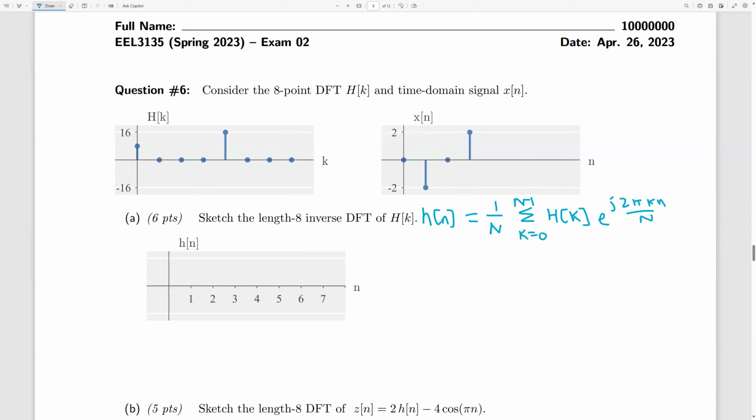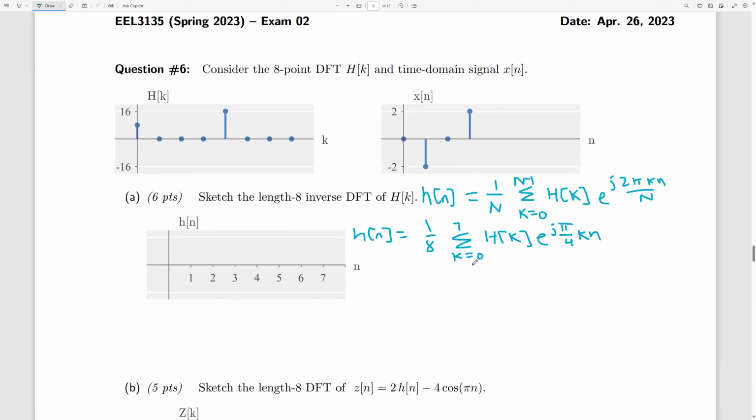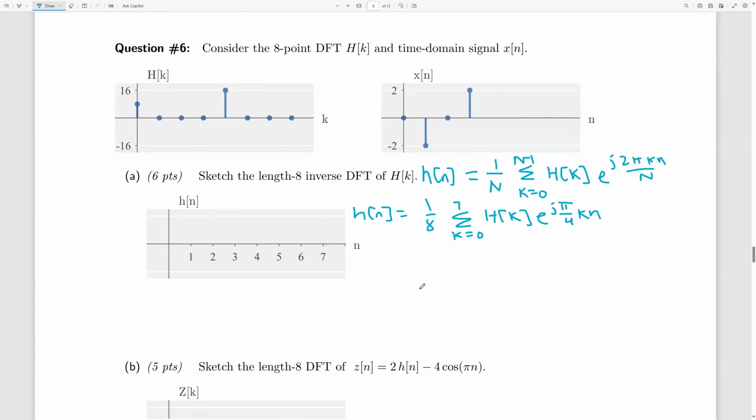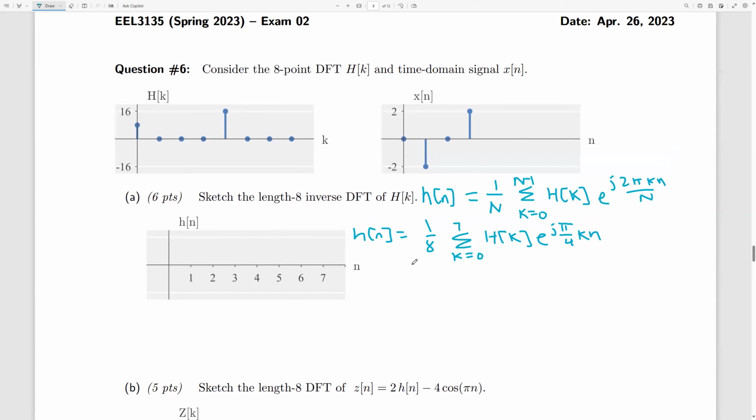So what I want to do next is plug in n equals 8. You get h of n equals 1 over 8, the sum over k equals 0 to 7 of H of k e to the j 2 pi over 8, which is pi over 4 k n. I have two choices on how to proceed. I'll argue the simplest one, where I plug in n equals 0, 1, 2, 3, 4, 5, 6, 7. If I say n equals 0, this is equivalent to 1/8 of every index of k afterward.